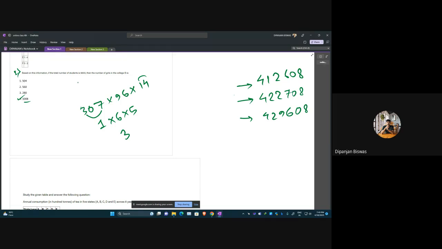Here you can check 4 plus 1, that is 5. 5 plus 2, that is 7. 7 plus 6, 13. 13 plus 8, that is 21. 21's digit sum is 3. So this should be the correct answer, as you all know. But let us check the other options. 4 plus 2, 6. 6 plus 2, 8. 8 plus 7, 15. 15 plus 8, 23. So 23's DS is 5. So this is wrong.